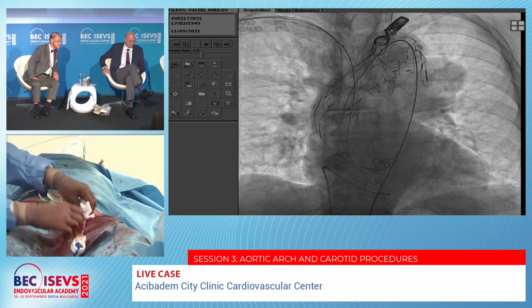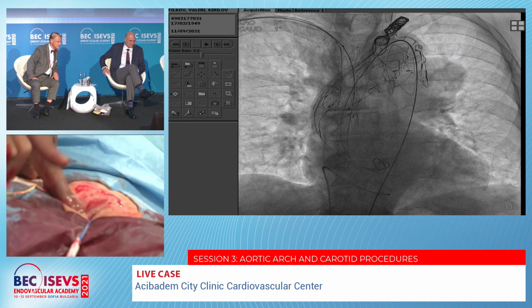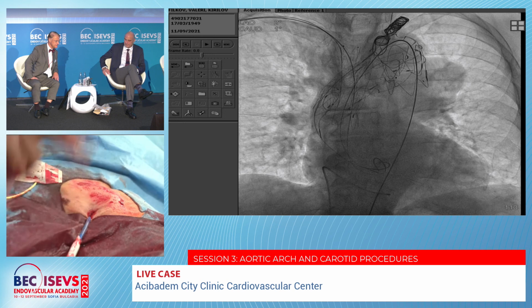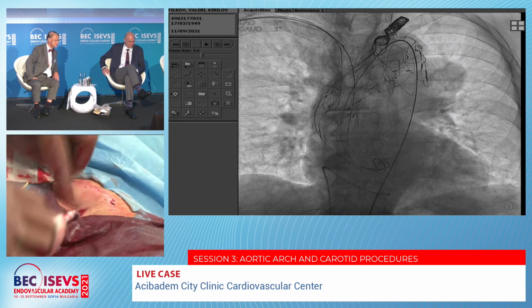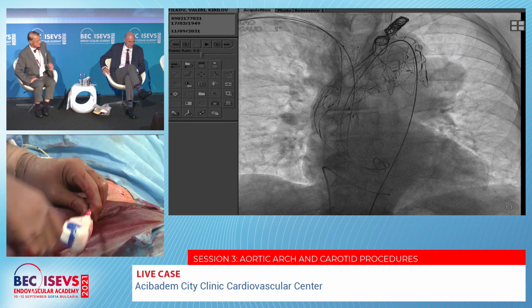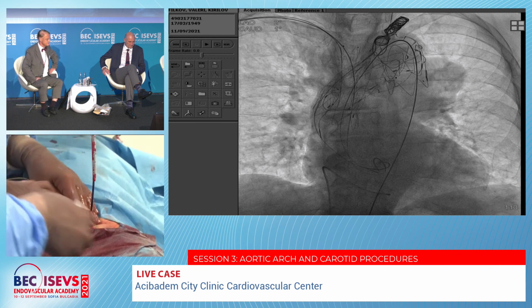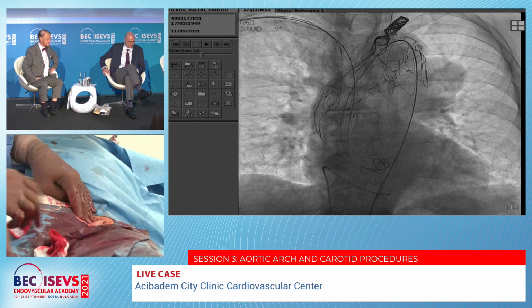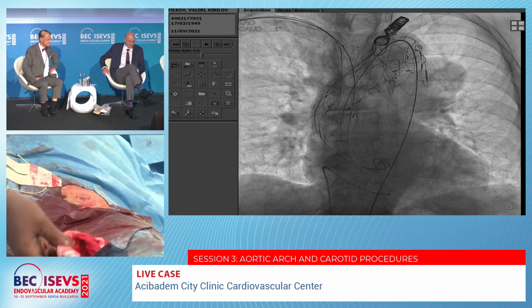Okay, and you can see now, it's 20 French access, not bleeding, and it worked. After assuring that there's no bleeding, we are removing the wire and we are cutting here. And that's it.